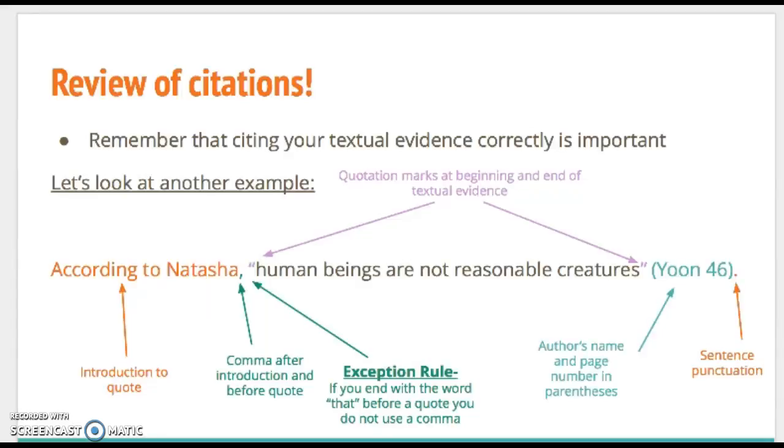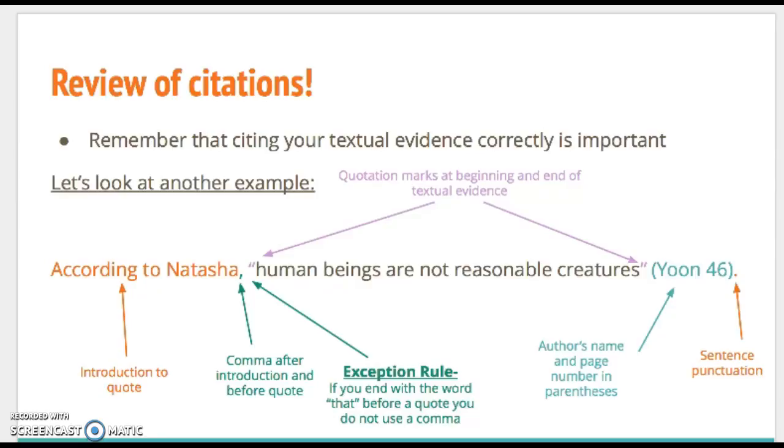This slide is just a little review of citations that we did look at in Forum 1. So remember that citing your textual evidence correctly is really important when you include it in your writing. So let's look at another example. So I just pulled this quote from the book to show you how to cite properly.